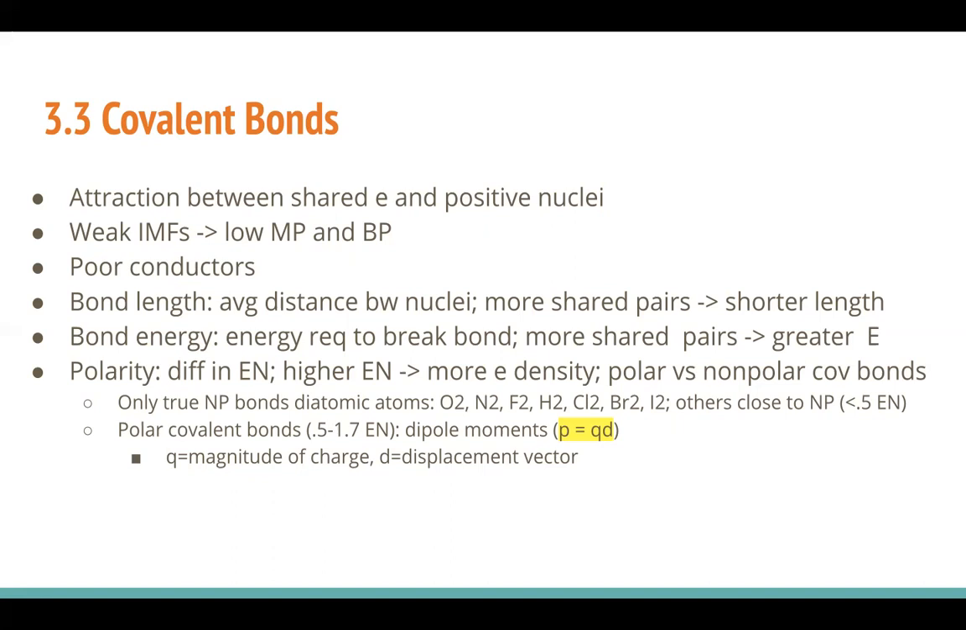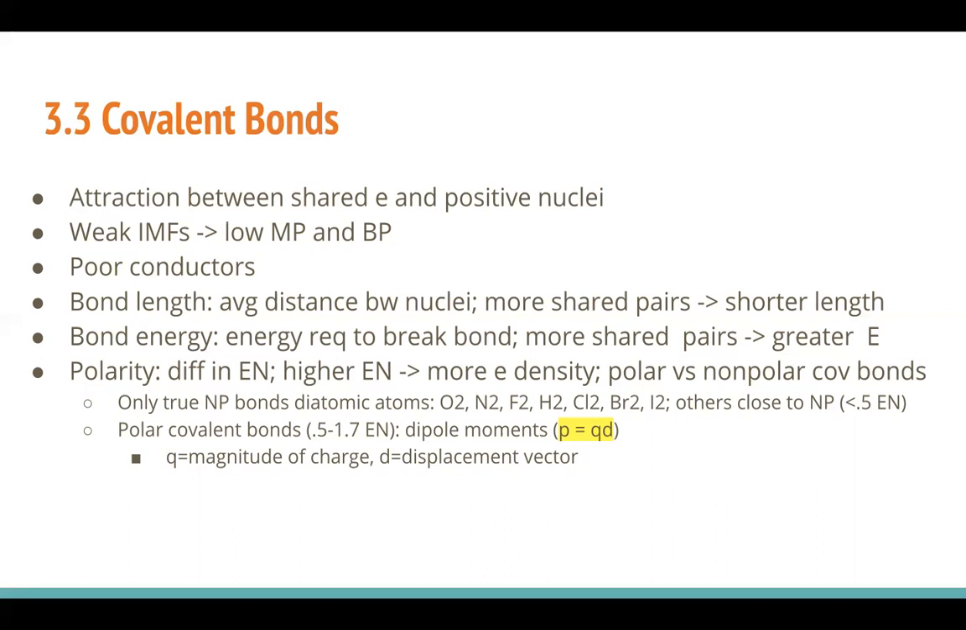Bond energy is the energy required to break a bond. You can just think of this as: if there are more shared pairs, there's greater energy. What it means by more shared pairs is just single versus double versus triple bond. A triple bond is the hardest to break, so it has the highest energy, and a single bond is the easiest to break, so it has the lowest energy.